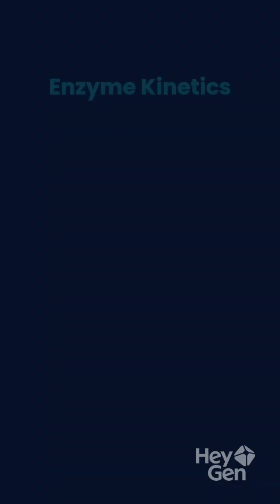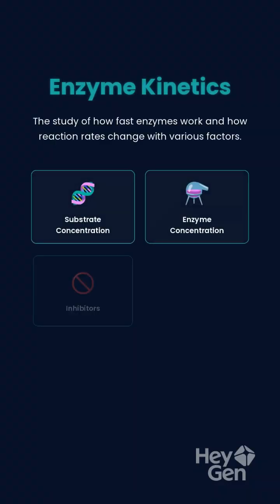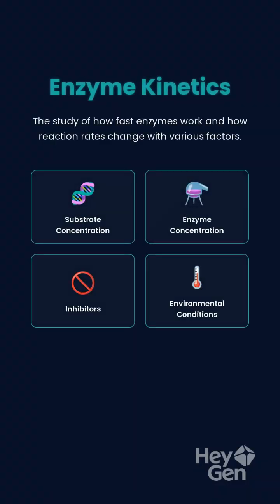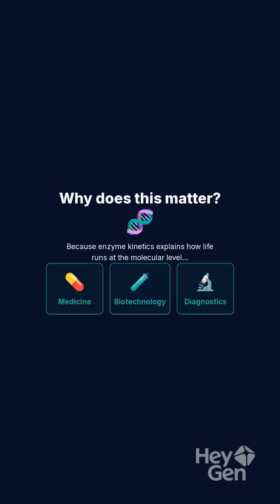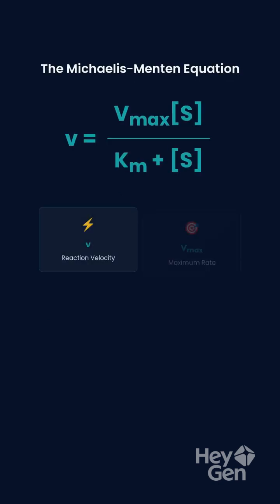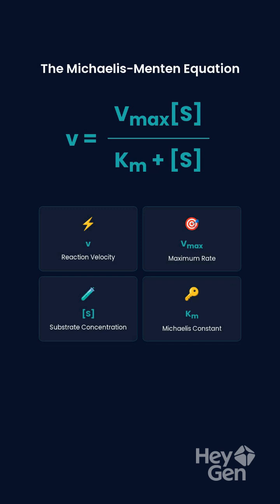Let's dive in. Enzyme kinetics is the study of how fast enzymes work, how reaction rates change with substrate concentration, enzyme concentration, inhibitors, and environmental conditions. Why does this matter? Because enzyme kinetics explains how life runs at the molecular level, and it's critical in medicine, biotechnology, and diagnostics.